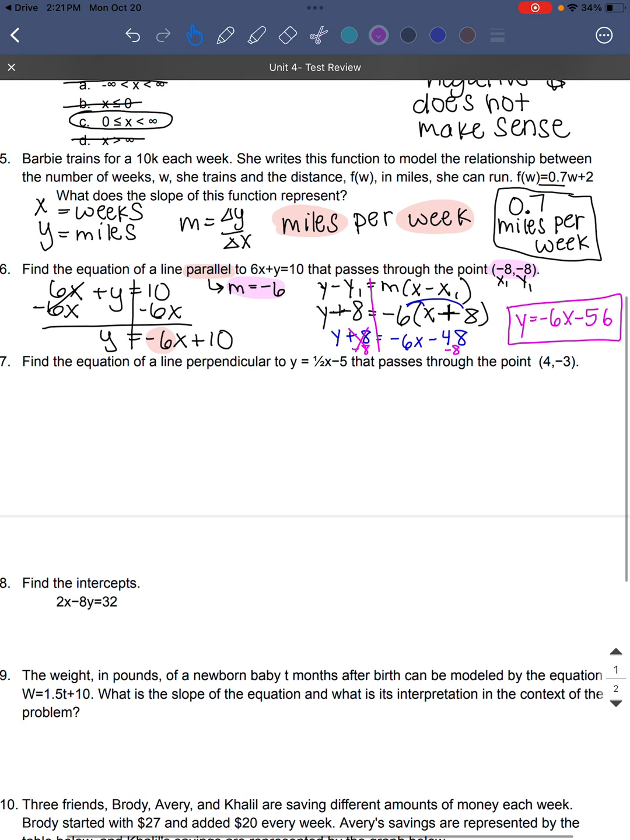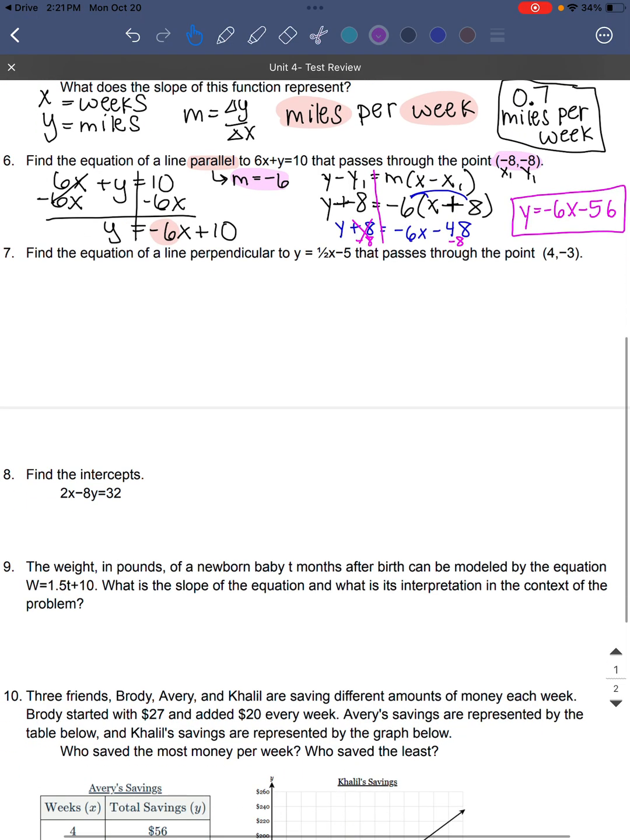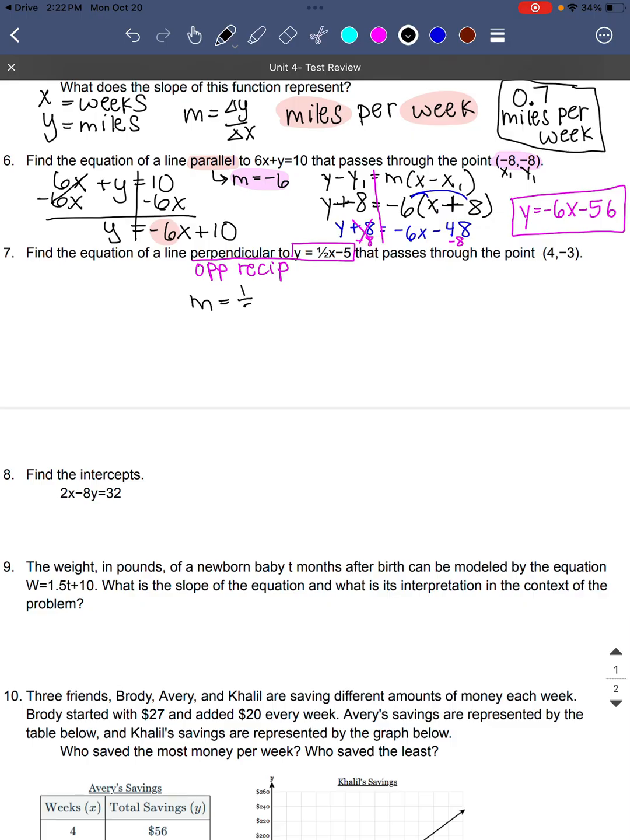Number 7, now we're going to do a perpendicular line. So perpendicular slopes are going to be opposite reciprocals. The line that they gave us is actually already in slope-intercept form. So right away, we know that the slope of the original line is going to be positive 1/2. Well, remember, an opposite reciprocal is going to be changing the sign, so now it's a negative, and flipping the fraction. So I'm going to put new. Our new slope is going to be -2. That's the one we're going to use.